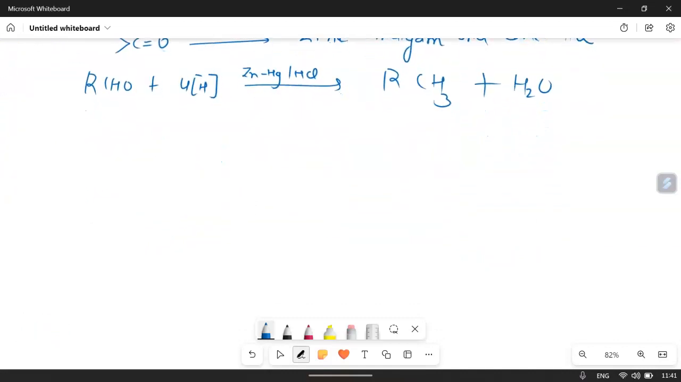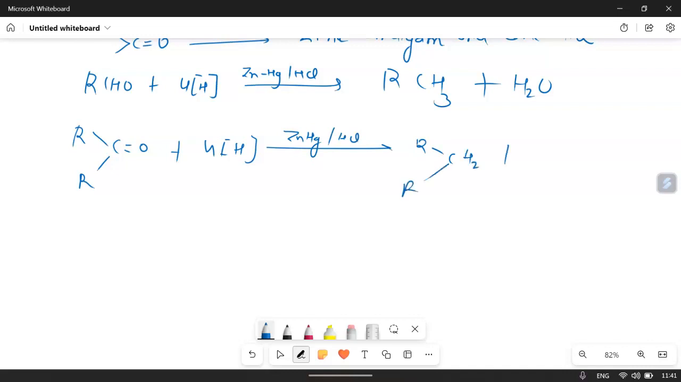Same reaction follows with ketone also. So the reaction will be like that. Zn-Hg/HCl, that will give R2CH2, okay, plus water. So this is the Clemmensen reduction, very easy to make alkane and very popular also.